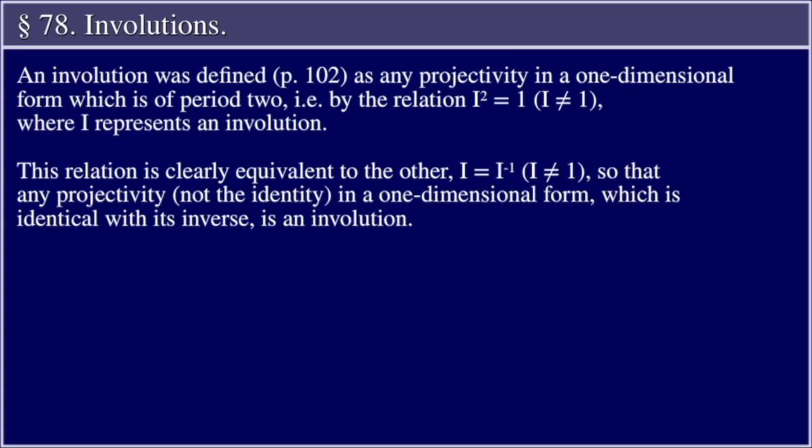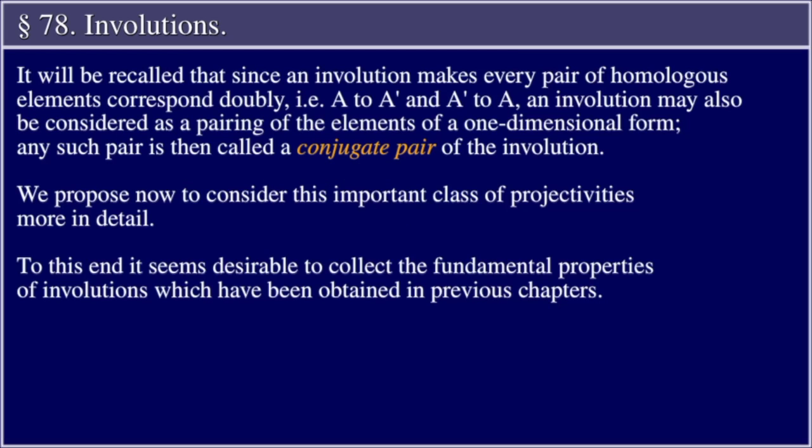an involution. It will be recalled that since any involution makes every pair of homologous elements correspond doubly, i.e., A to A prime and A prime to A, an involution may also be considered as a pairing of elements of a one-dimensional form. Any such pair is then called a conjugate pair of the involution. We shall propose now to consider this important class of projectivities more in detail. To this end, it seems desirable to collect the fundamental properties of involutions, which have been obtained in previous chapters.